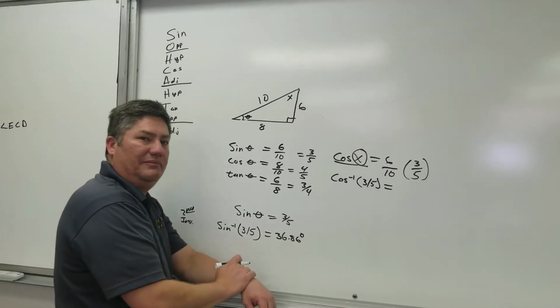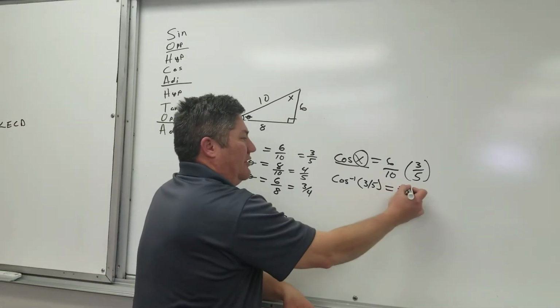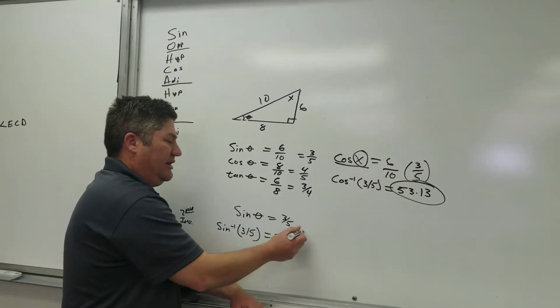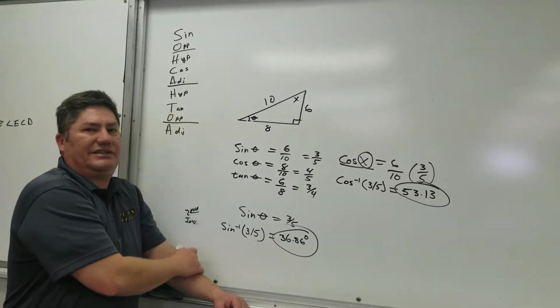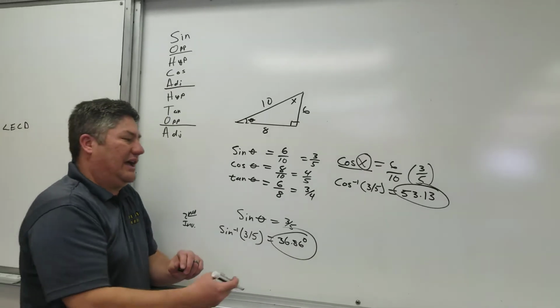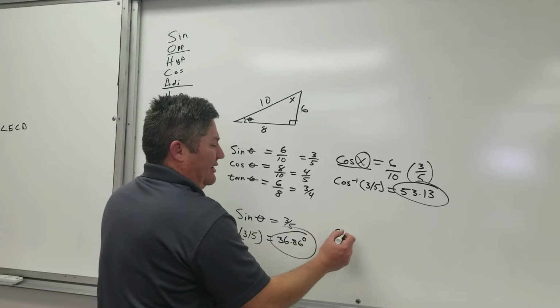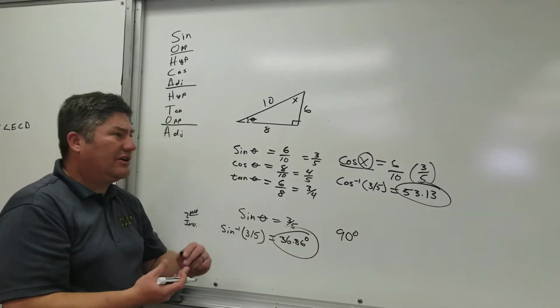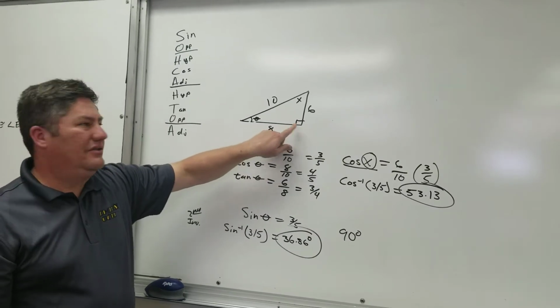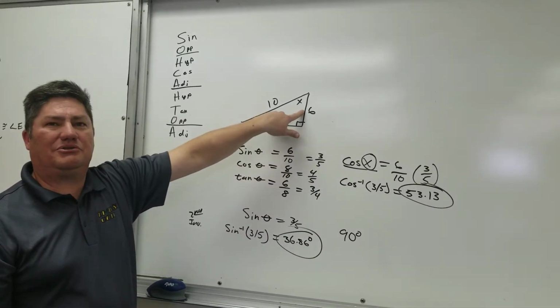What is it? 53.13. Now I want you to notice something about these two angles, 53.13 and 36.86. What do those two add to? They add to about, now remember these are rounded, but they'll add to 90 degrees. How come they add to 90 degrees? Well, think about the triangle. This is 90 degrees. What do these two have to add up to?